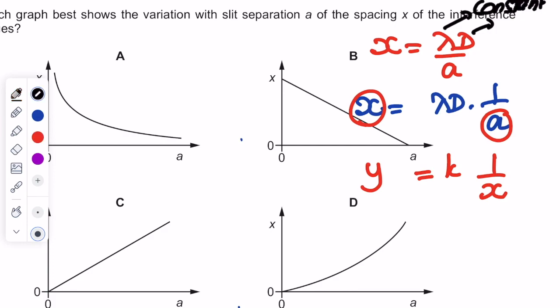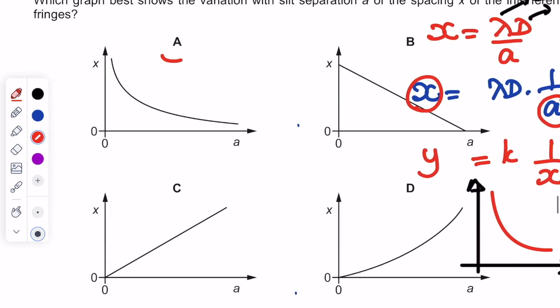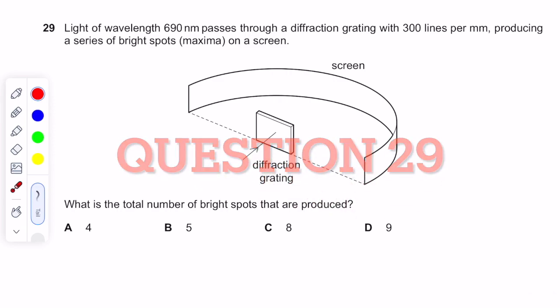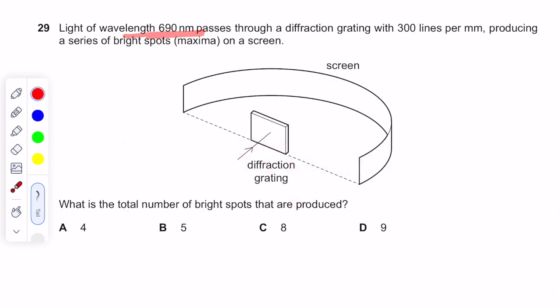Do we know this graph? xy is a constant graph, looks like this. So where can we see this answer? It's on answer A.